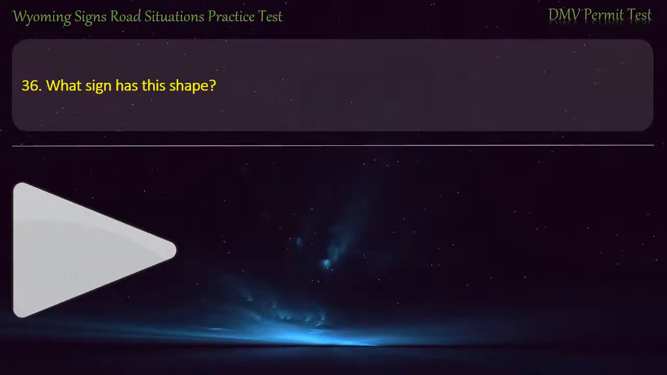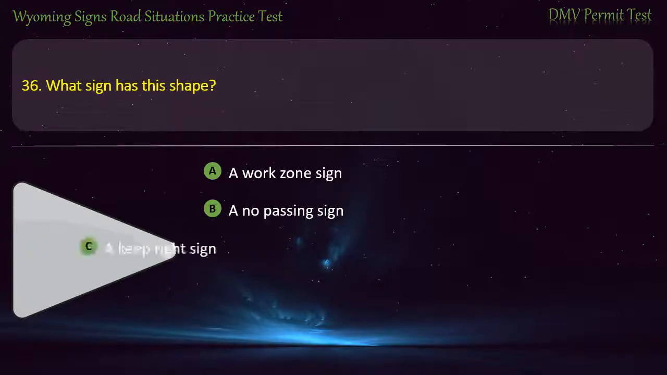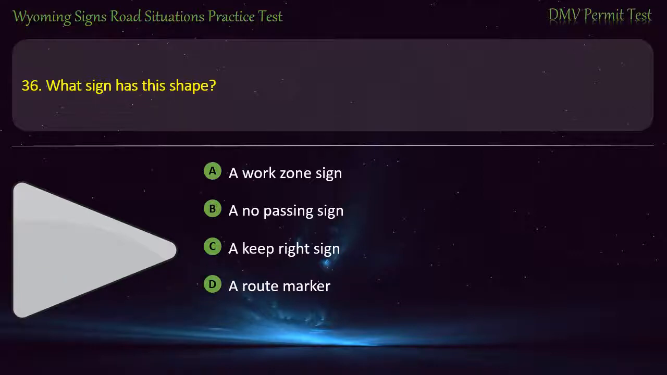Question 36. What sign has this shape? A work zone sign. A no passing sign. A keep right sign. A route marker. Answer. A no passing sign.